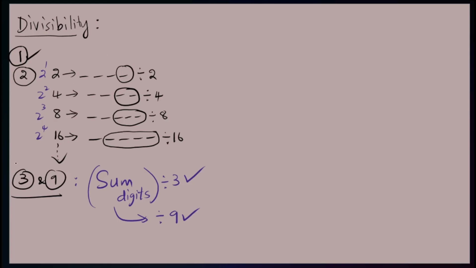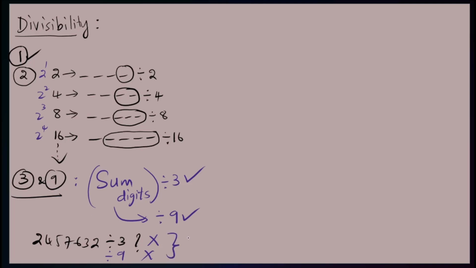So if I give you a question like 2, 4, 5, 7, 6, 3, 2, is this divisible by 3? Just add them up. 6, 9, 11, 18, 24, 27, 28, 29. Is 29 divisible by 3? No. So this is not divisible by 3. Let us check if it is divisible by 9. I don't think so, because 29 is not divisible by 9.